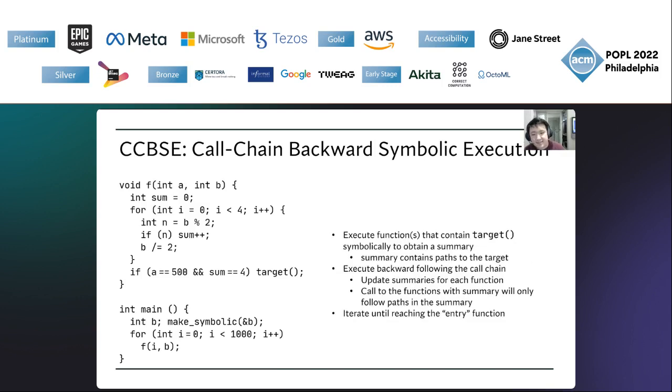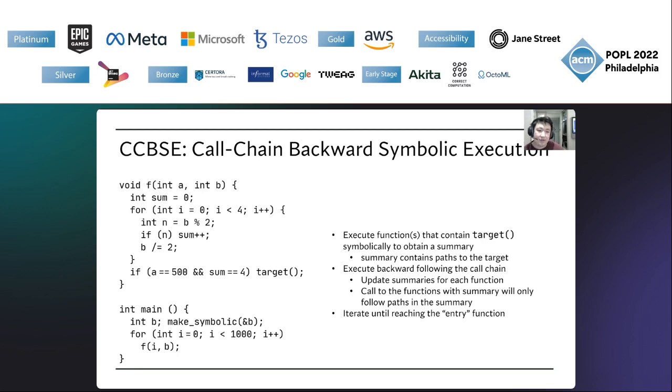So CCBSE executes the function that contains the target function first, symbolically just like any other normal symbolic execution, and with this execution CCBSE is able to obtain a summary of that function. The summary only contains the desired path that leads to the target function, discarding all other irrelevant paths. Then we execute the functions backwardly following the call chain to the target, and update the summary for each function on that call chain.